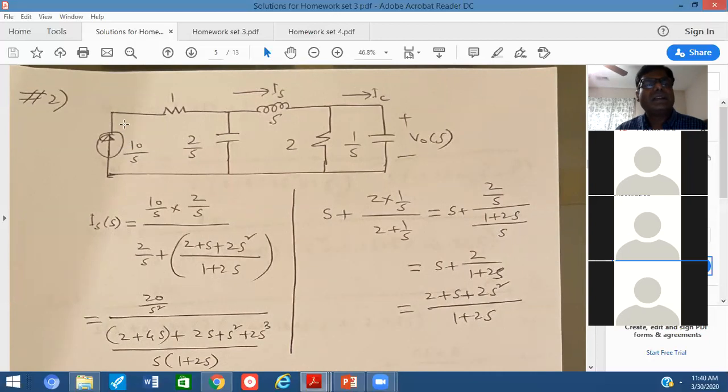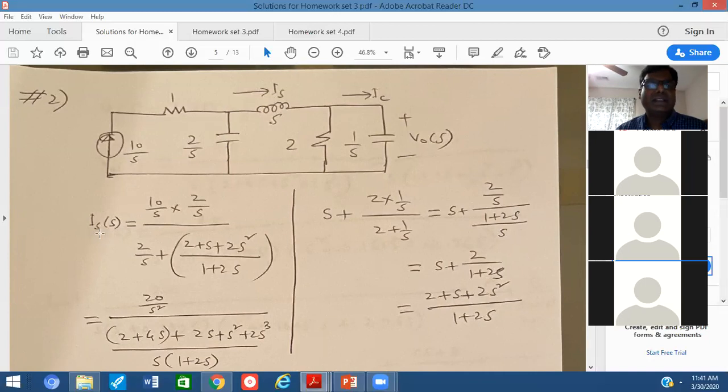So 10 over S is the main current source. This is the total current that is flowing through that. And after coming to this node, it is being divided into two parts. Something is going here and something is going towards this direction. So I am interested in calculating the current that is Is. That's why you see this calculation here, applying the current divider rule.